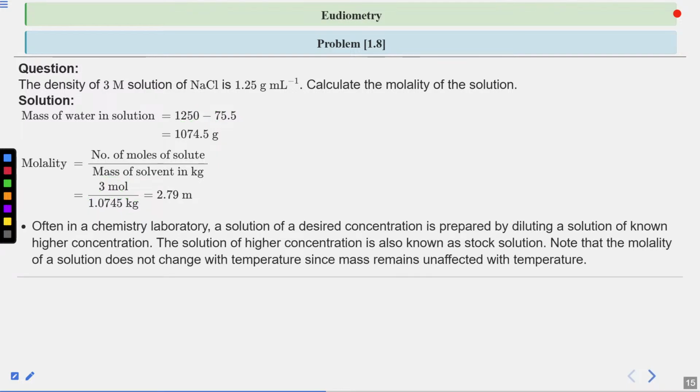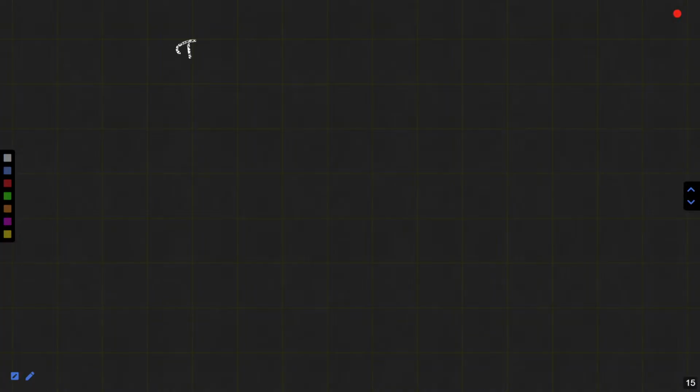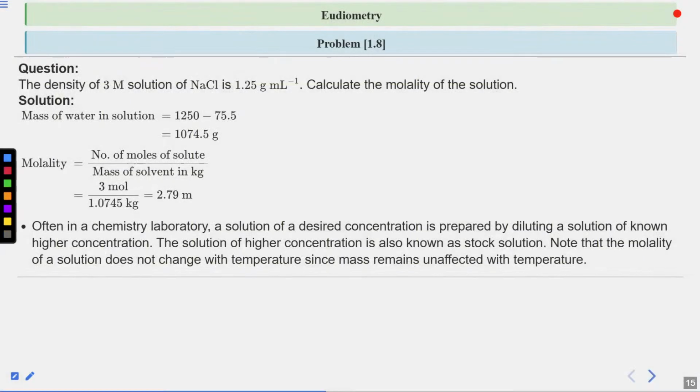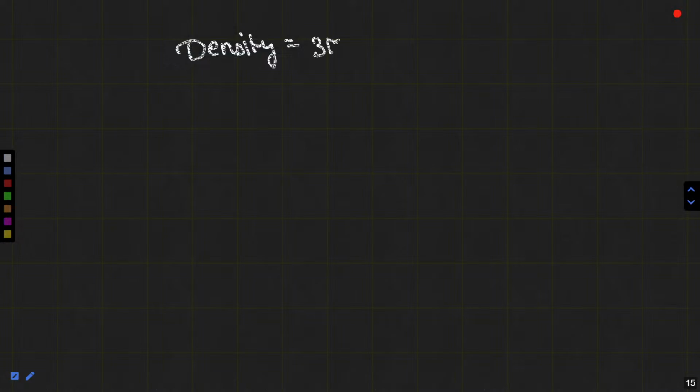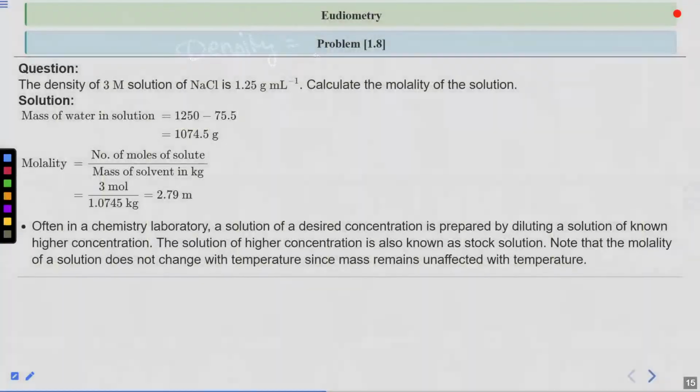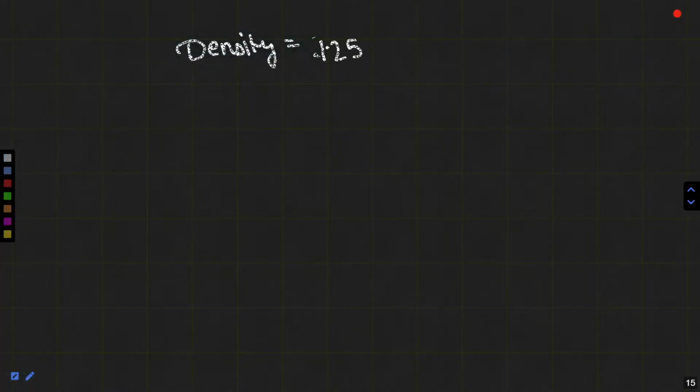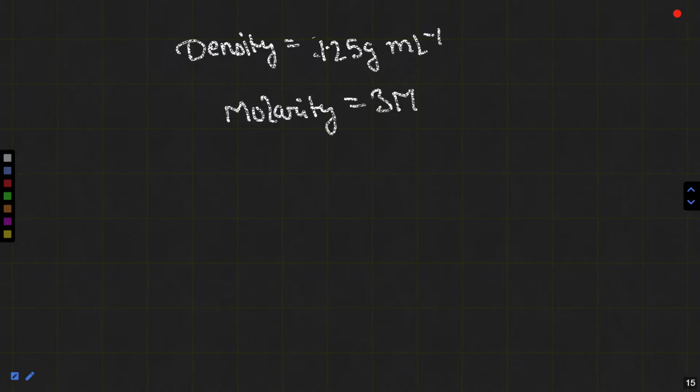Now I will try to re-explain this question once again if anyone is facing any issue in whole of this. Okay, so let us try to understand this thing one by one. Density is given as 3 molar. Okay. Second thing, sorry, not density, it is 1.25 gram per ml. So just listen to it very carefully. Second thing is molarity, which is 3 and the capital M. Okay. Two things are given.